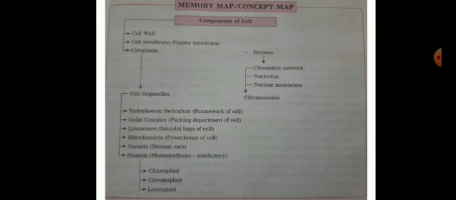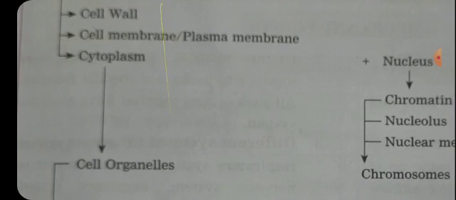Here is the memory map or concept map. Components of cell. First component of cell is cell wall. Cell wall, it is elastic, strong coat. Functions of cell wall: to support, to protect the cell and to prevent the entry of excess water in the cell. Cell membrane or plasma membrane, it is thin, fragile and elastic covering.